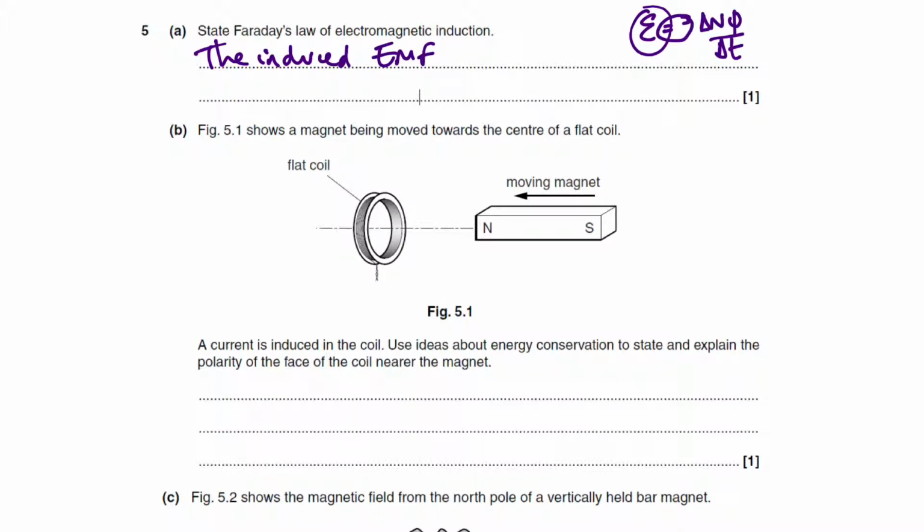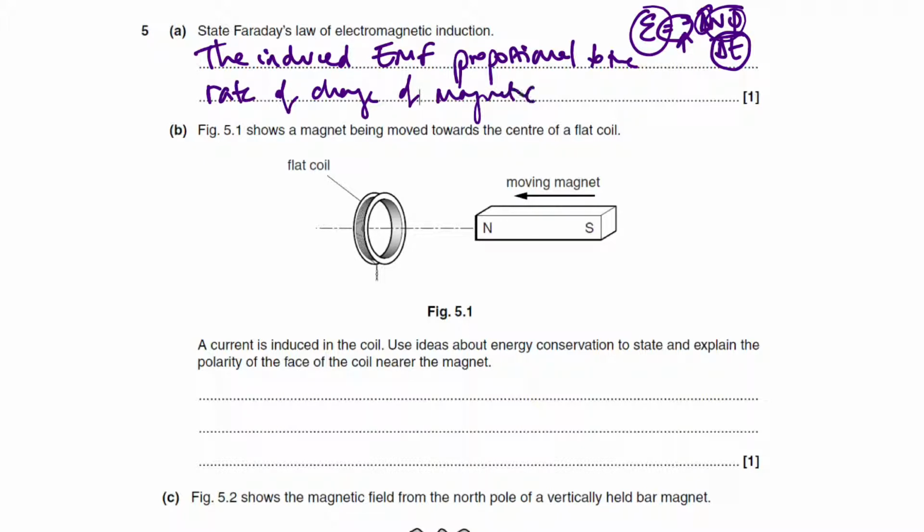and then we can change Lenz's law into a proportional sign, so that the induced EMF is directly proportional to the rate, because it's divided by time. Then of change we've got a delta sign, and then N phi, magnetic flux linkage. So rate of change of magnetic flux linkage.